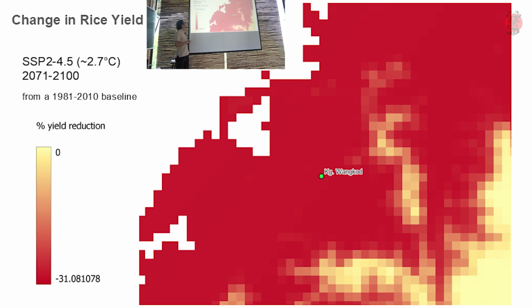And then another one would be rice yield. One of their main food sources here is rice. Here you can see their area is within the reds, deep reds. Again, this is not accounting for other climate factors such as rainfall and precipitation. This is just temperature reduction in yield due to temperatures. So you can see it's all in the deep red.